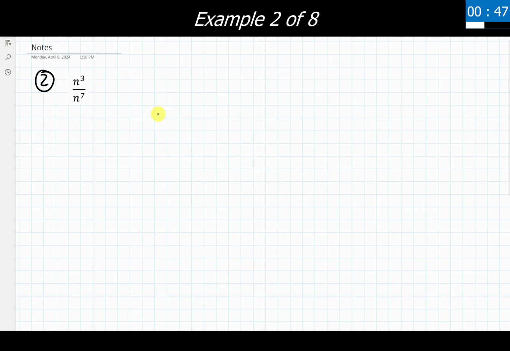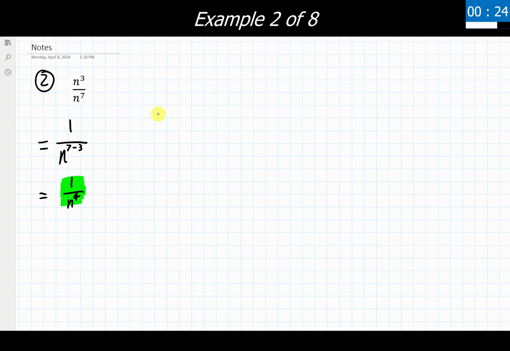Oops, I should probably use an actual pen version for this. There we go. So I can rewrite this to be 1 over n to the 7 minus 3rd power. And when I go through and actually subtract these things together, I'm finding that I'm getting 1 over n to the 4th power, just 7 minus 3.